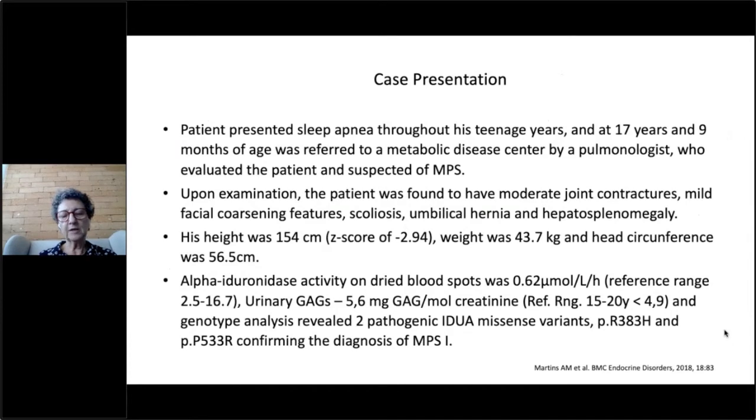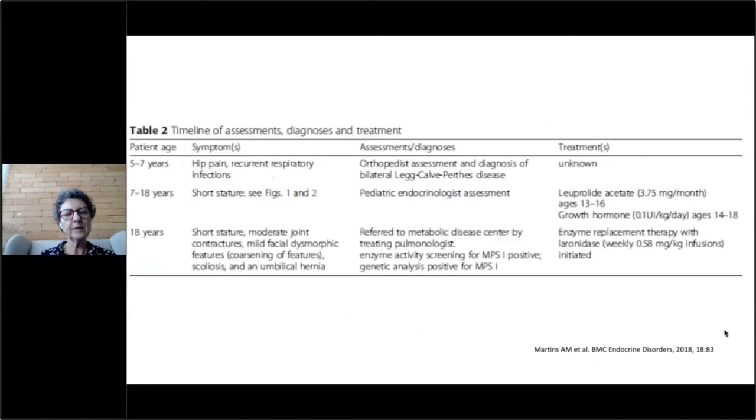The genotype analysis revealed 2 pathogenic heterozygous variants, R383H and P533R, confirming the diagnosis of MPS I. Here is the timeline of assessment, diagnosis, and treatment, like a summary of what we saw. Between 5 and 7 years, hip pain and recurrent respiratory infections. We need to remember that respiratory infections with otitis media started at 3 months of age, very, very early.